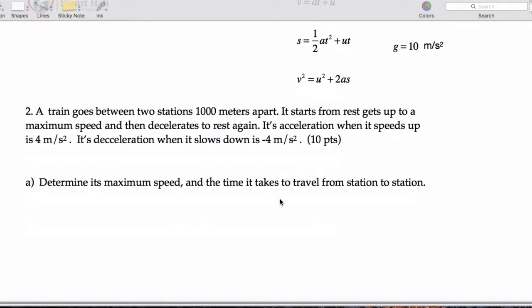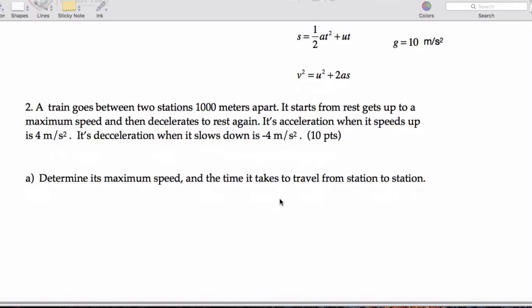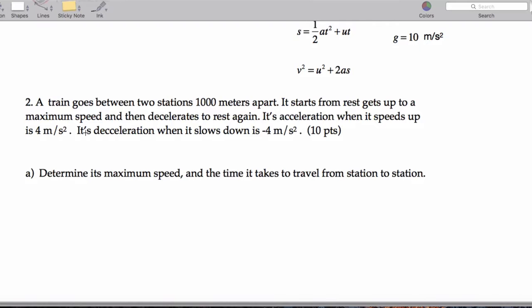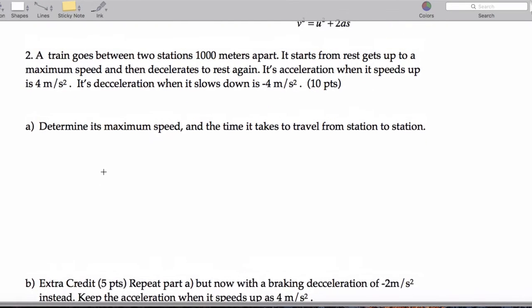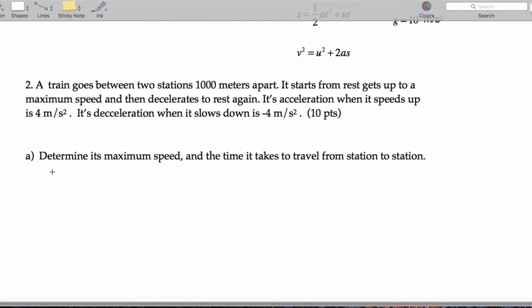All right, question number 2. So we have a train going between two stations that are 1,000 meters apart, and we want to determine its maximum speed and the time it takes to travel from station to station. So one thing, let's be careful. The train starts here, goes all the way to the second station, which means it's going to speed up all the way to the 500-meter mark, and that's when it's going to start to slow down.